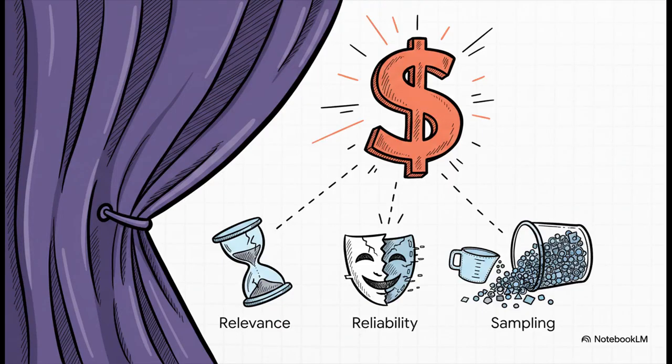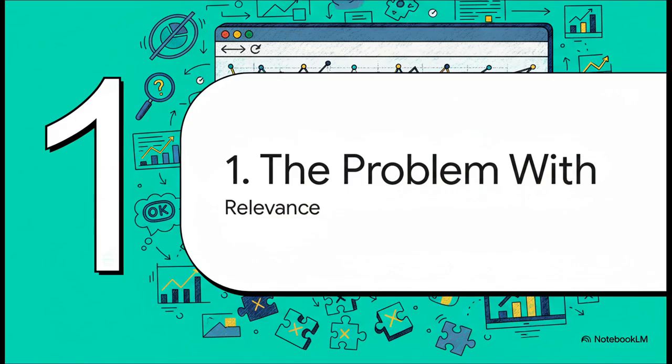So today, we are going to pull back the curtain. We're going to investigate the three big hidden culprits that are secretly making your data so costly: relevance, reliability, and sampling. Okay, first up, culprit number one, relevance. And this isn't just about the data being right or wrong. It's about whether you can actually use it when you need it most.